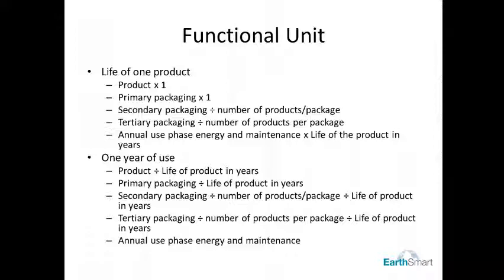If you want to look at a functional unit that's more comparable across different products, you might look at something like 1 year of use. Here you would divide your product and packaging by the number of years you expect the product to be usable. If the product lasts less than a year, you would need to multiply by the number of products needed to satisfy 1 year of use. For more information on functional units, see your EarthSmart manager or other LCA practitioner.